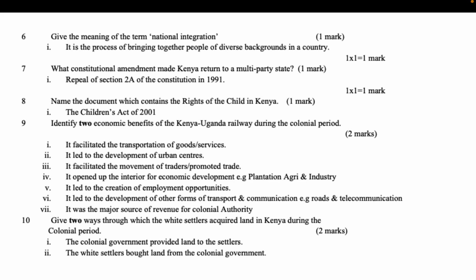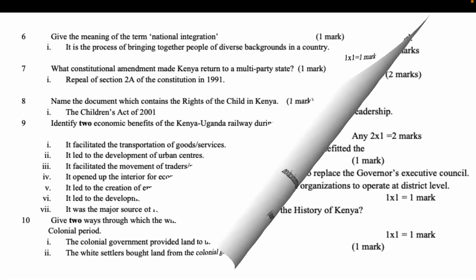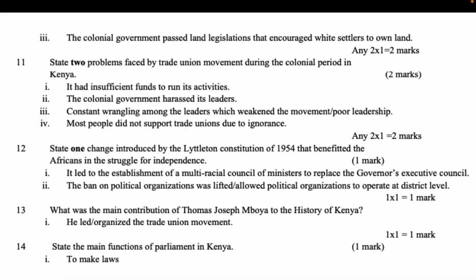10. Give 2 ways through which the white settlers acquired land in Kenya during the colonial period. 2 marks. The colonial government provided land to the settlers. The white settlers bought land from the colonial government. The colonial government passed land legislations that encouraged white settlers to own land. Any 2x1 equals 2 marks.